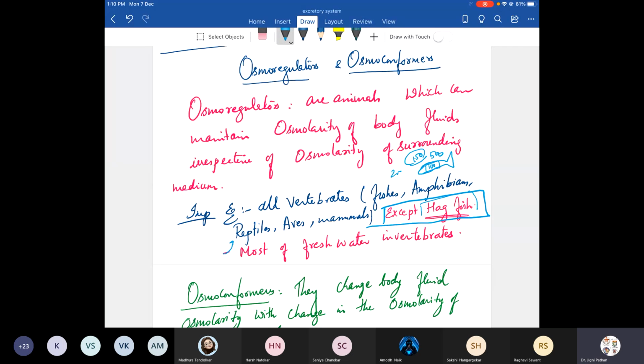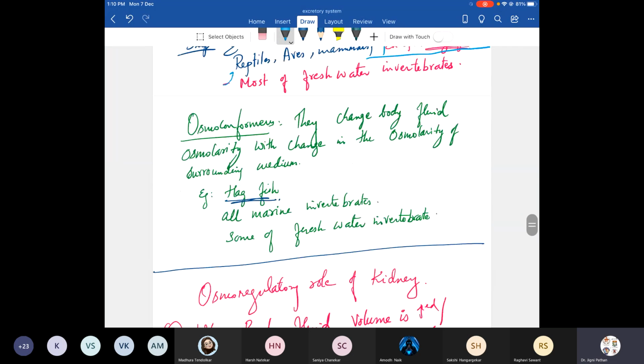Done, everyone. Next, what are osmoconformers? For example, if this is a hagfish or any kind of marine animal, and it has 100 milliosmol inside the body when the outside is 100, then if the outside is 200, what does this animal do? It changes itself to the outside osmolarity, so it changes to 200. So they change the body fluid osmolarity with the change in the osmolarity of the surrounding medium.